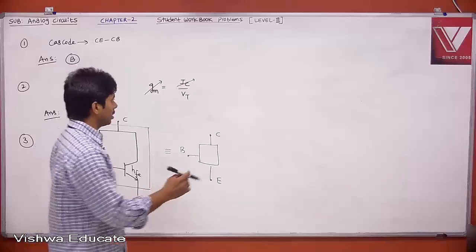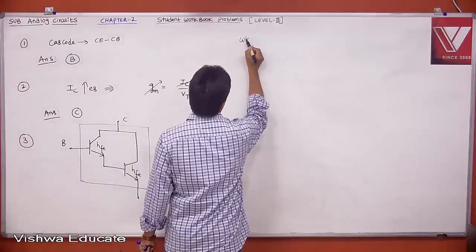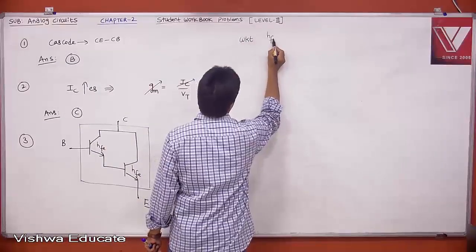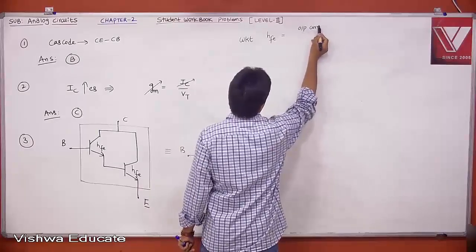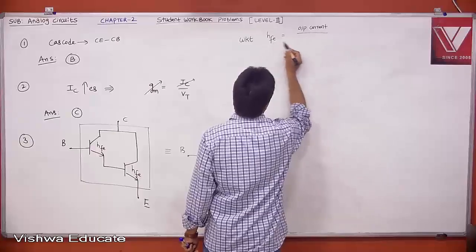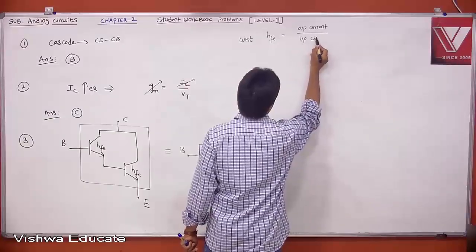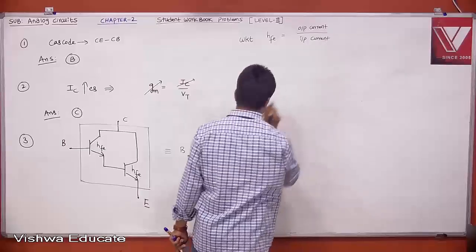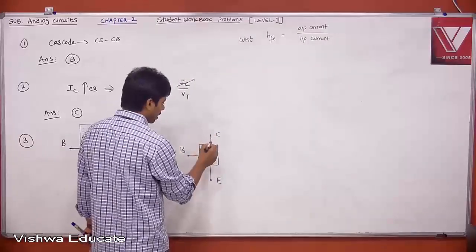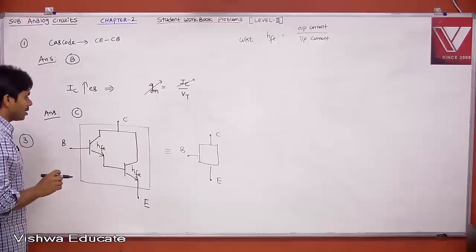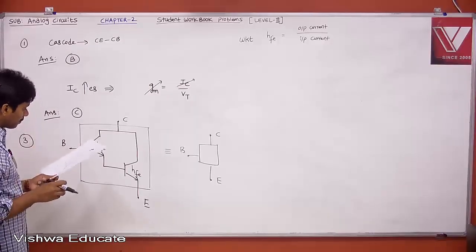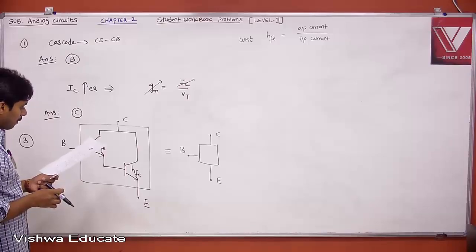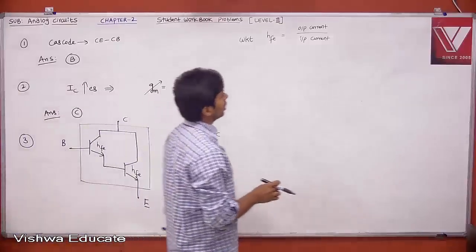First of all, what is HFE? We know that HFE is nothing but your output current divided by input current. It is basically your gain. Therefore, when I say this is your output current and this is your input current, right? Therefore, what is the output current of your composite transistor? Tell me what is your output current here.